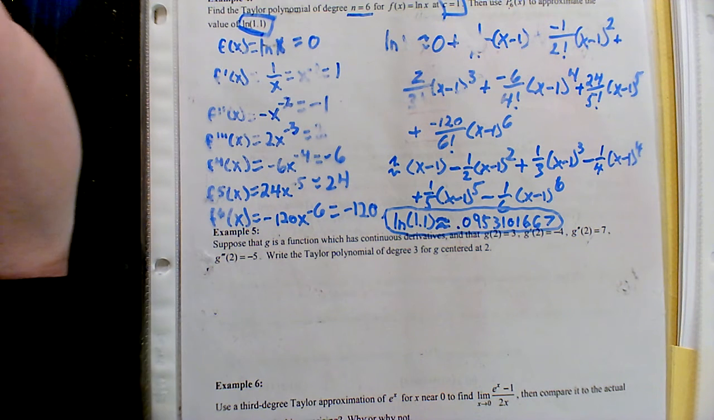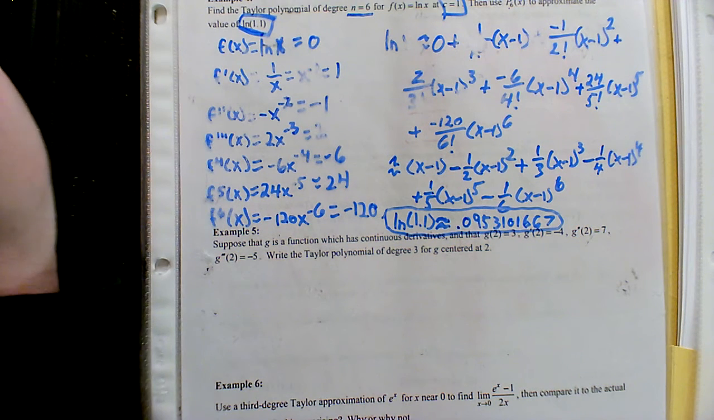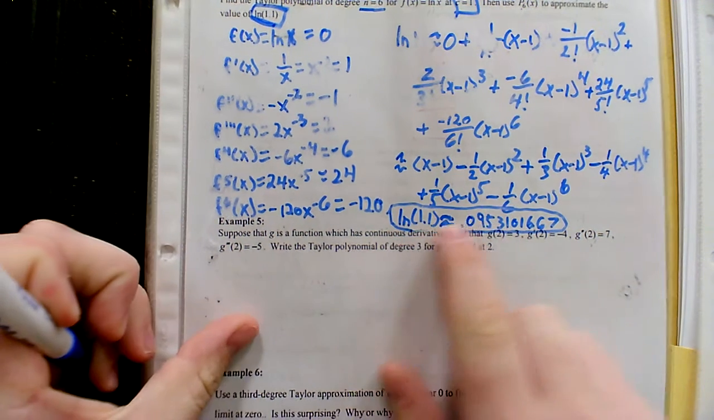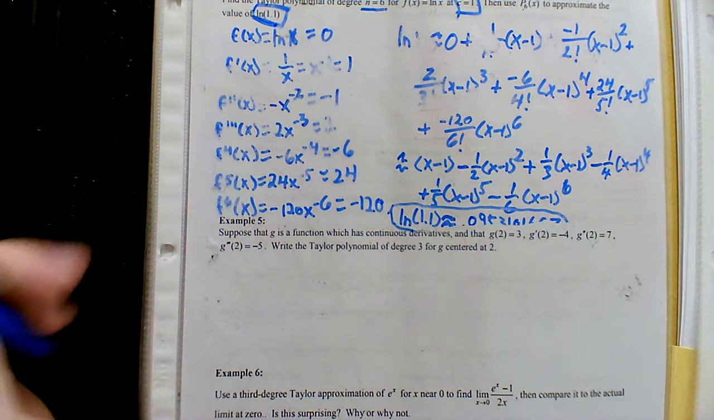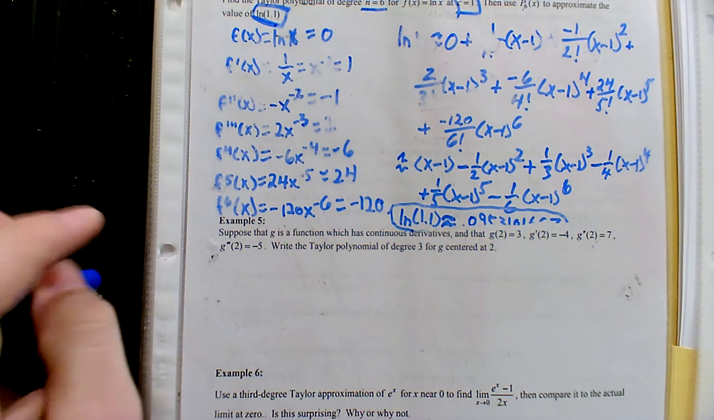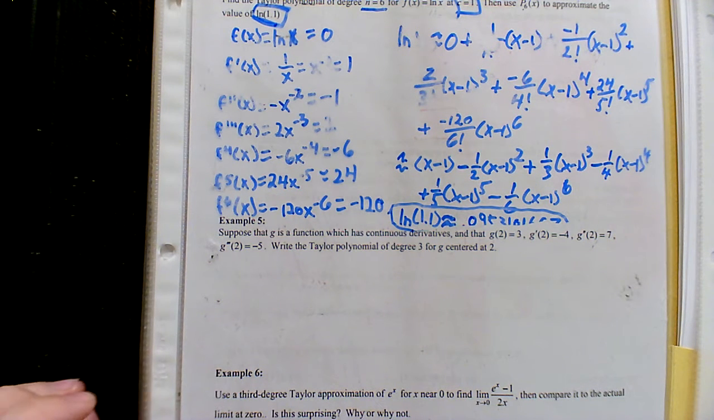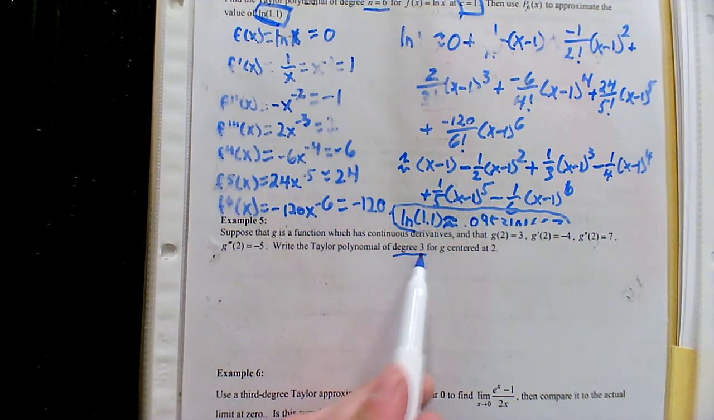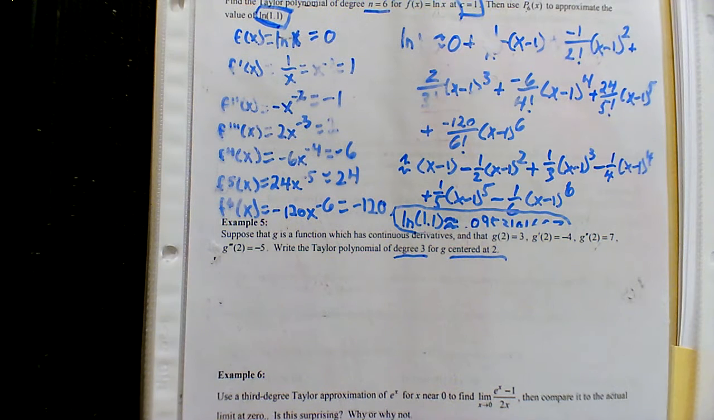Example 5, suppose that g is a function which has continuous derivatives and g of 2 equals 3, g prime of 2 equals -4, g double prime of 2 equals 7, g triple prime of 2 equals -5. Write the Taylor polynomial of degree 3 for g centered at 2. So degree of 3, that's important. Centered at 2, that's important.